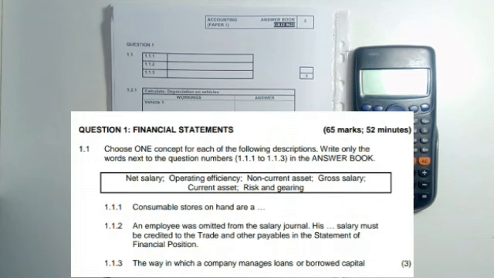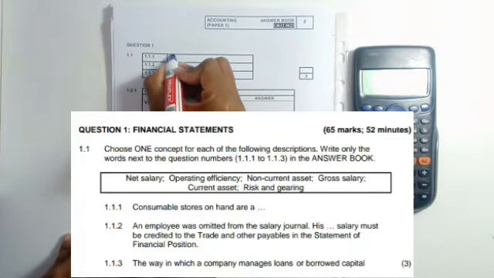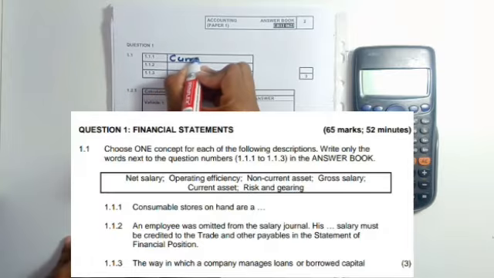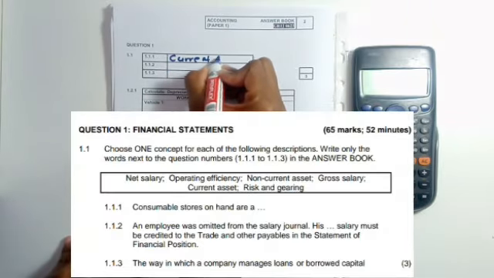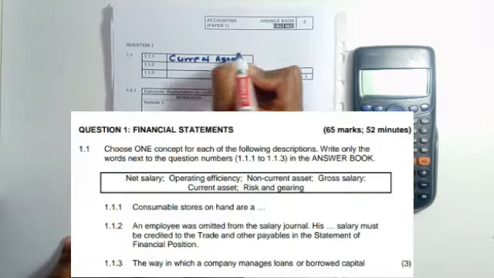Consumable stores on hand go under inventories, and inventories are part of current assets. So our answer to 1.1.1 is current assets.